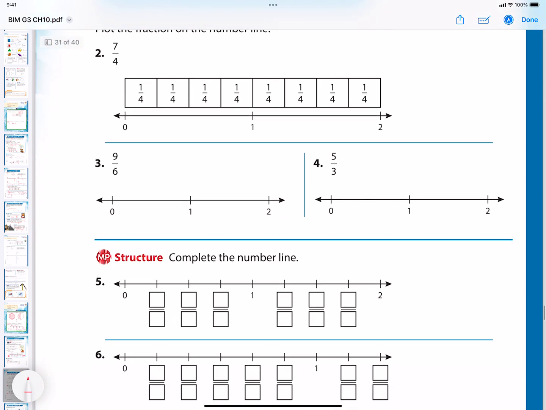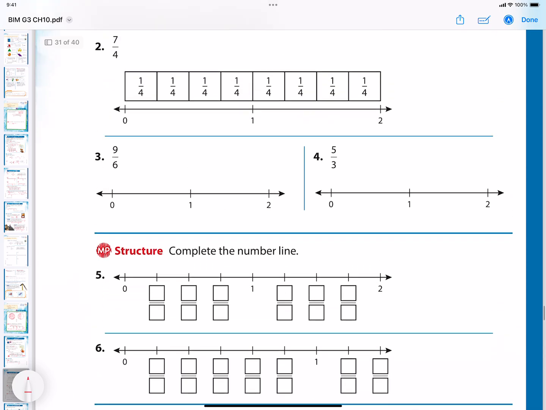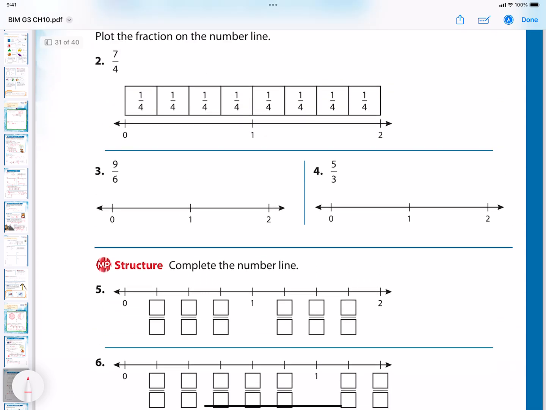I want you to try this number 2, 3, 4, 5, 6, 7, 8 by yourself. Okay? Pause the video, go ahead and then check your answers with mine. Okay, my video. Okay, take care.